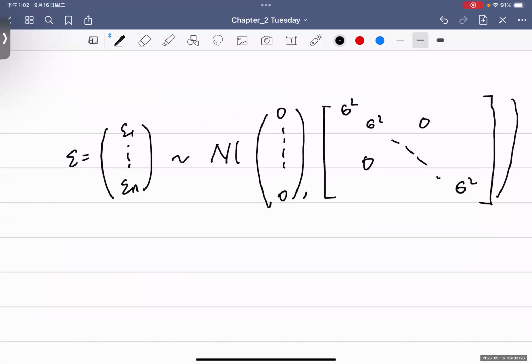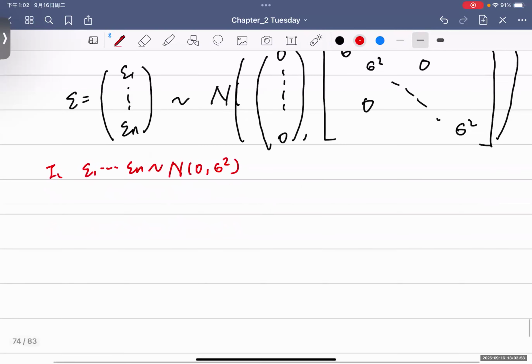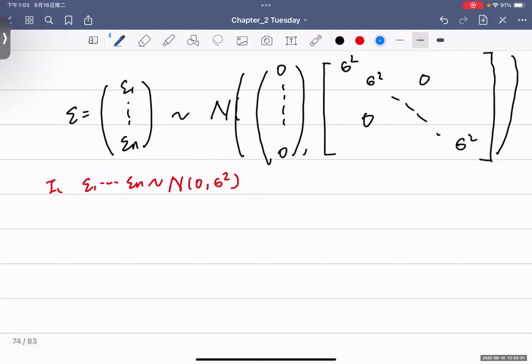So the first thing we're curious about is why epsilon 1 to epsilon n follow a normal distribution. Actually, we can just use our two earlier statements. Our epsilon 1 can be treated as an inner product between epsilon and a vector a1. So what is the vector a1?